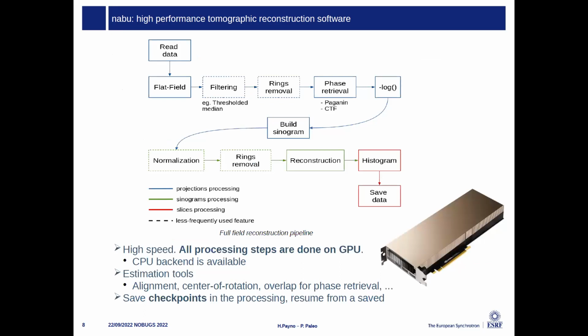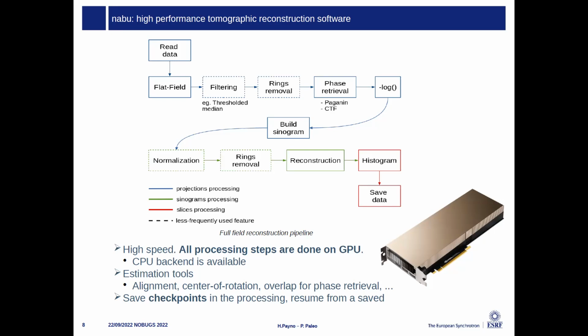So here you can see an example of the full field pipeline. So basically it's different blocks like reading data, doing flat field, filtering, etc. It's to give you an idea. And all those steps, all the main steps, I would say, FBP, flat field, etc., are done on GPU. And CUDA is clearly the first target that we have, but we also have some CPU backend for testing, for example. So if you really don't have a GPU, but the first target is GPU.